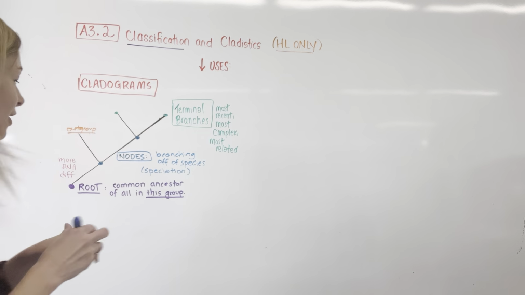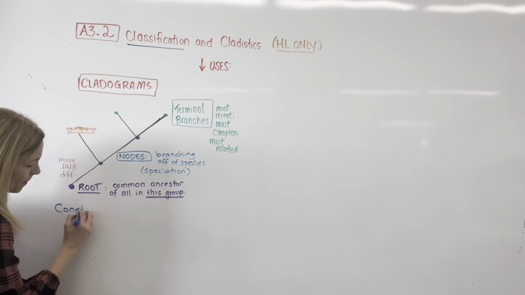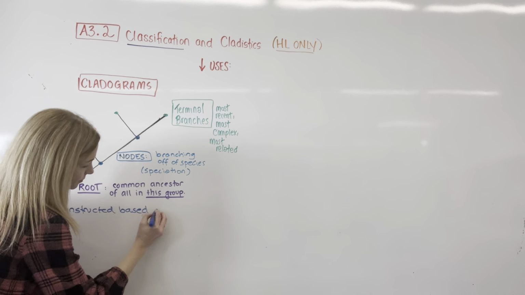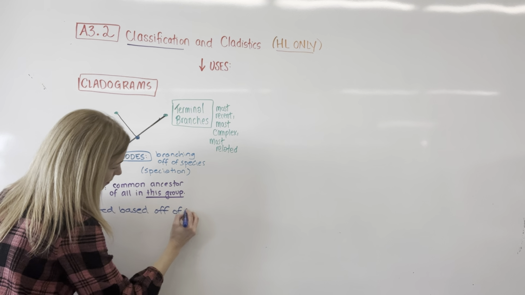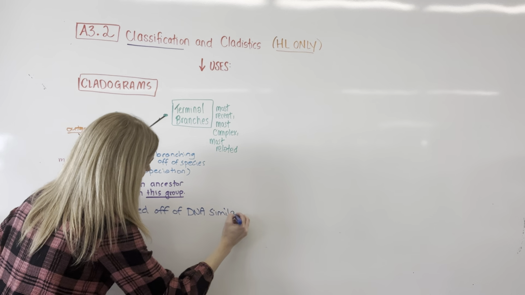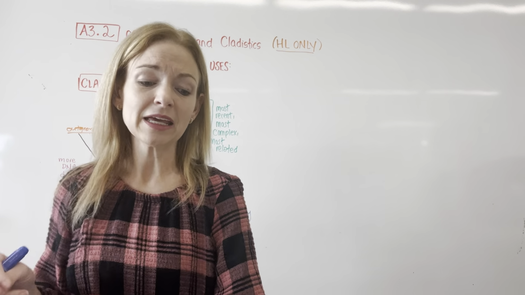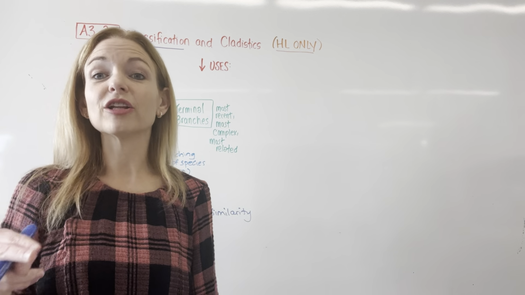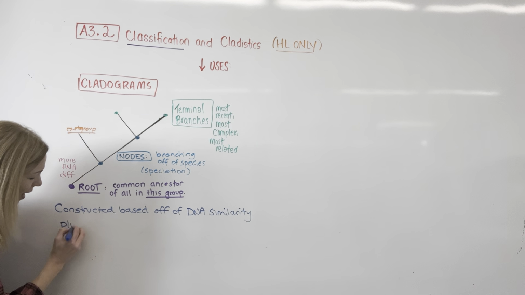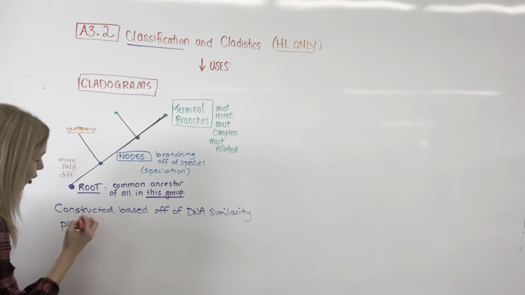Again, this is probably a little bit of overkill, but where do we get this? It is constructed based off of DNA similarity, ideally. A lot of cladograms seem to be based more off of morphology, but IB is really hitting that it wants you looking at it at the molecular level. So as DNA evidence, also, once you have the DNA evidence, the other thing you need to think about is this term called parsimony.